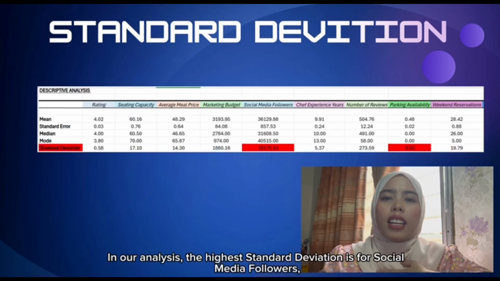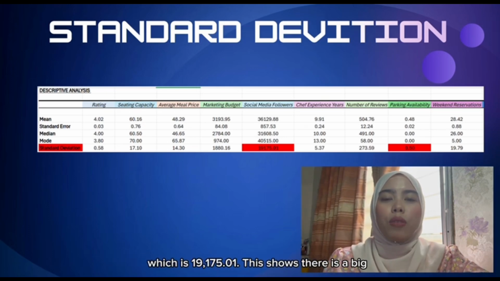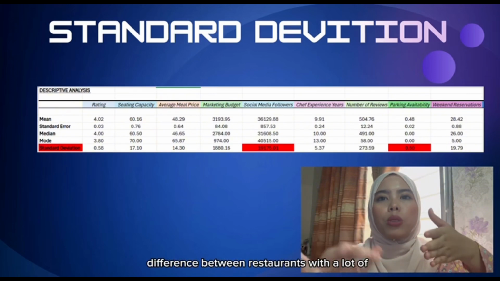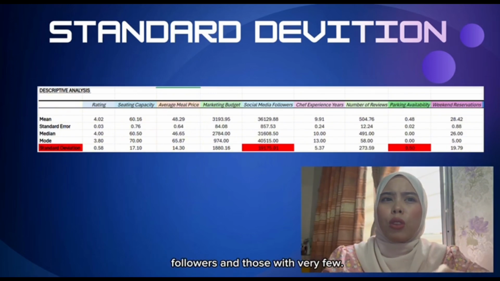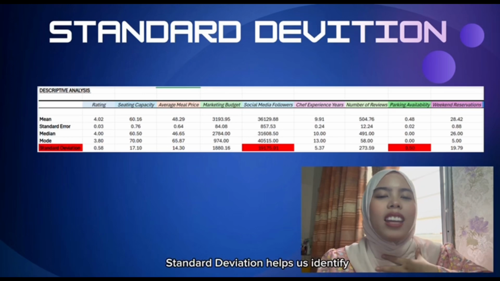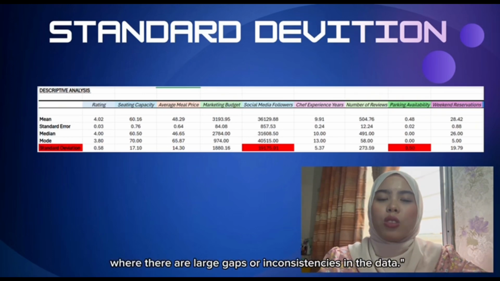In our analysis, the highest standard deviation is for social media followers, which is 19175101. This shows there is a big difference between a restaurant with a lot of followers and those with very few. Standard deviation helps us identify where there are large gaps or inconsistencies in the data.